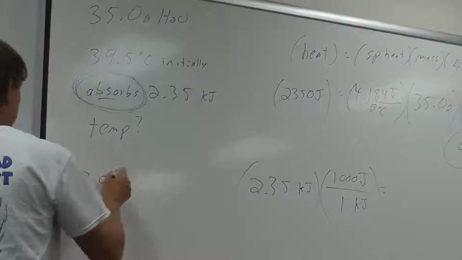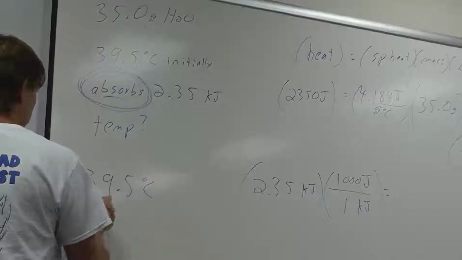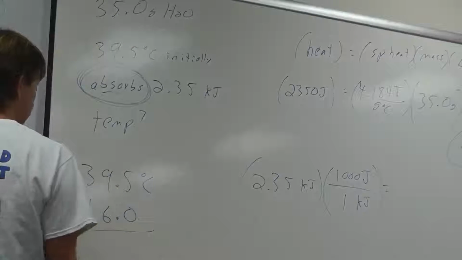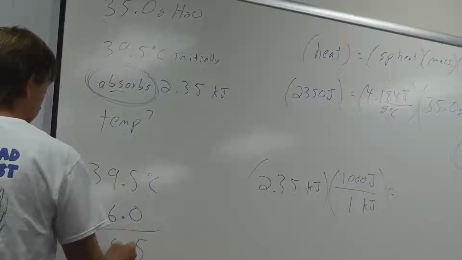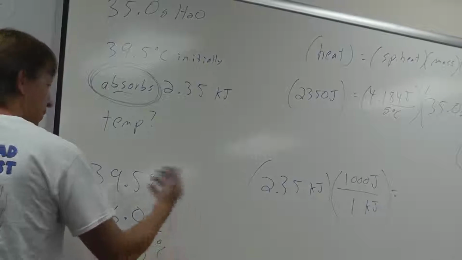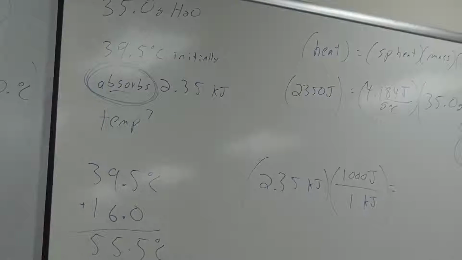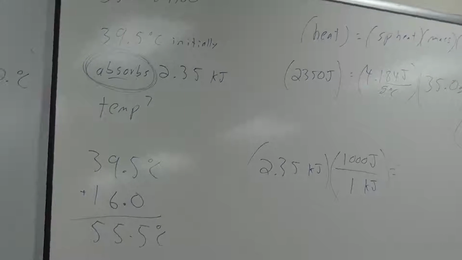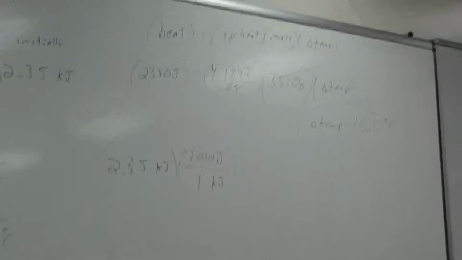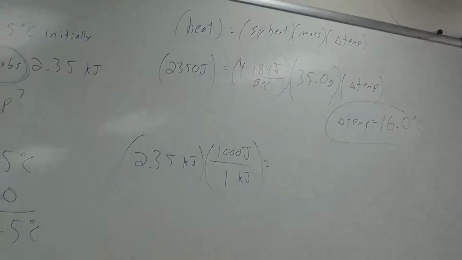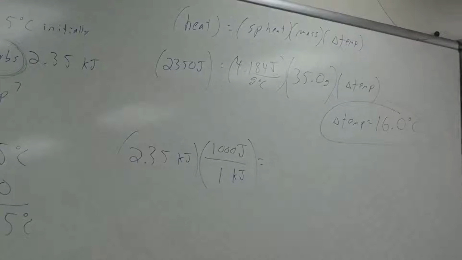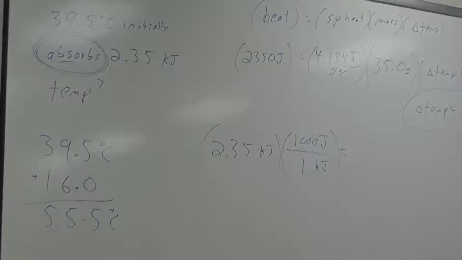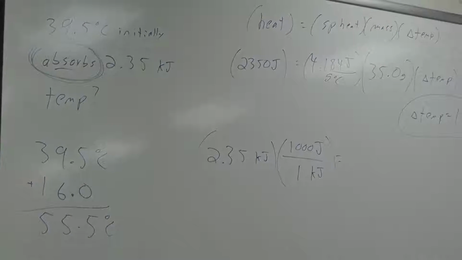So the final temperature would be 16.0 degrees higher than it started. So 55.5. That equation up there is just going to tell you what the change is. So that 16 that you solve out for is the temperature change, not the actual temperature it winds up at. And the way we know that the temperature winds up higher than it started is the more it absorbs. If it's absorbing heat, the temperature goes up.